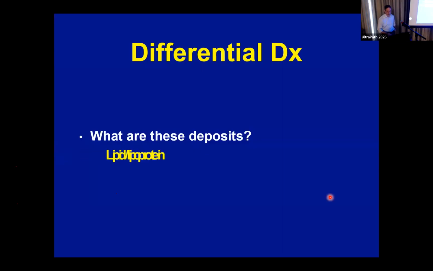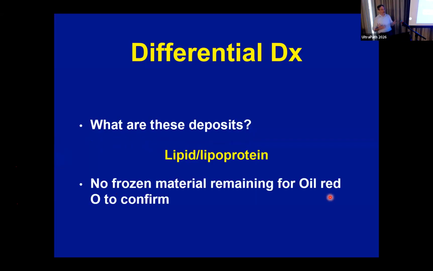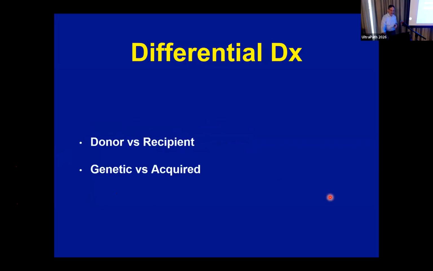So what are these deposits? I believe these are lipid lipoprotein deposits, and if you had frozen tissue, you could verify this by Oil Red O. However, they didn't have any left. So they're like, okay, great, you think these are lipid lipoproteins. How does that help us?